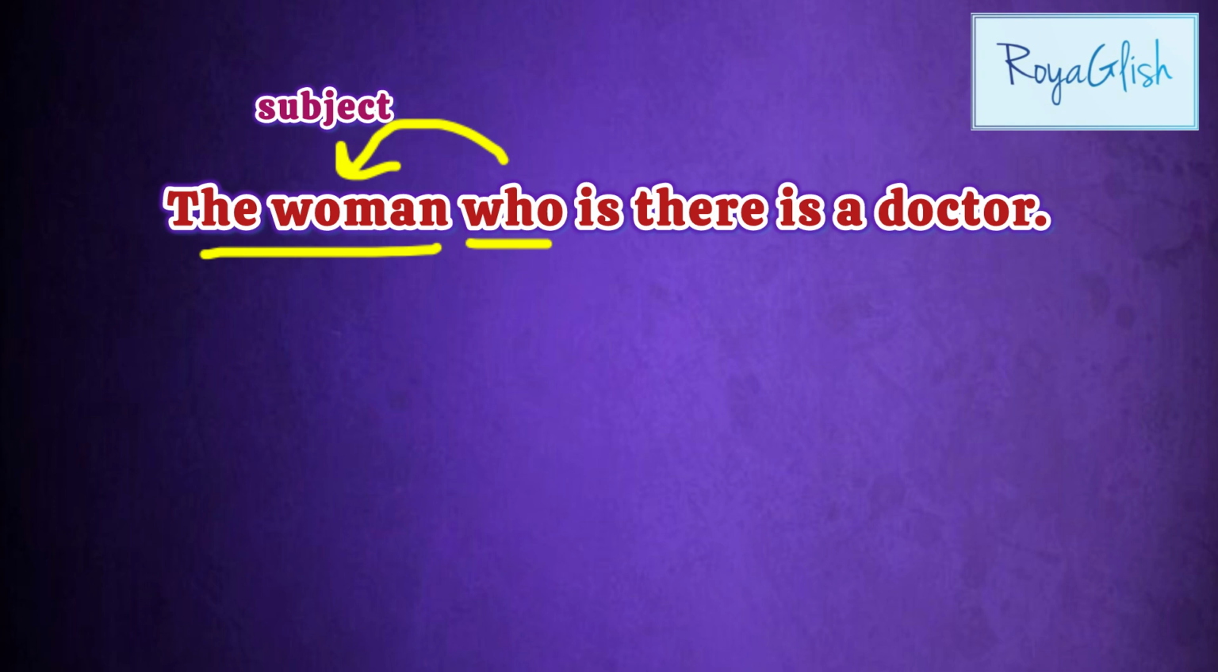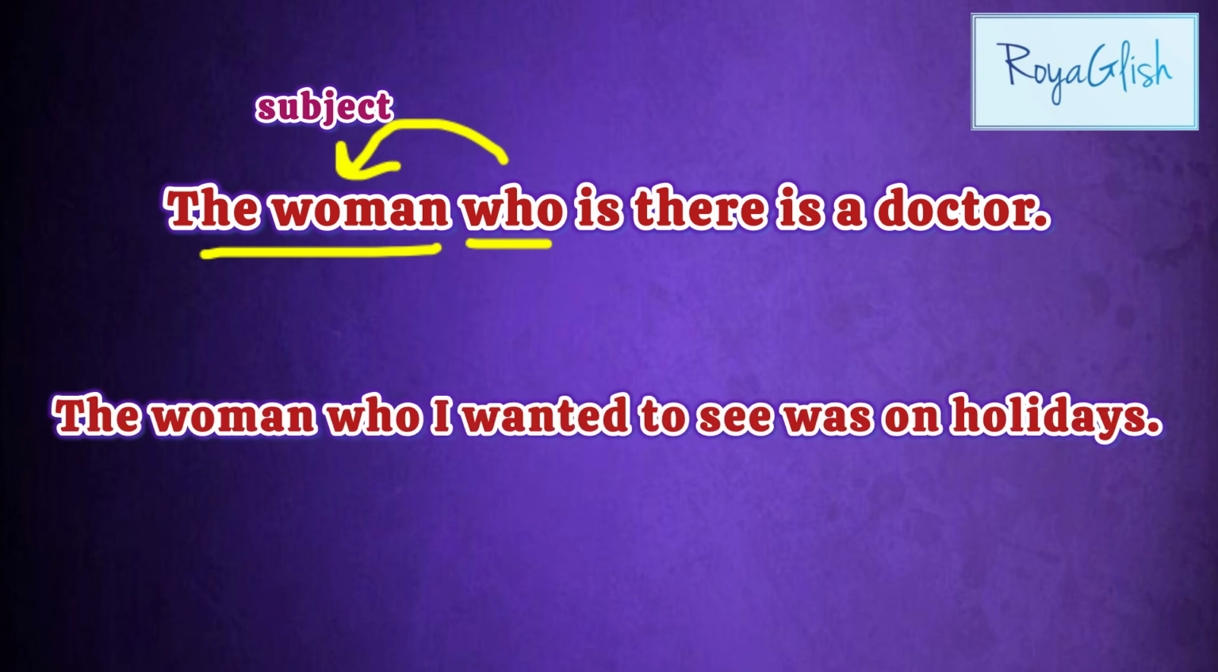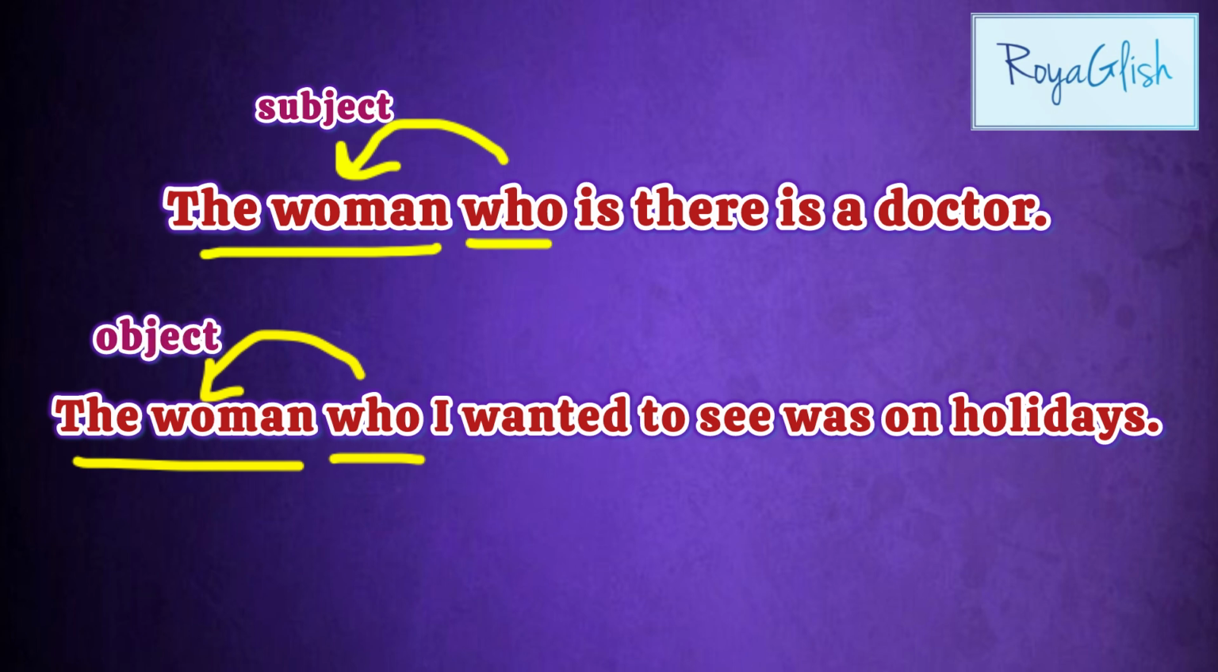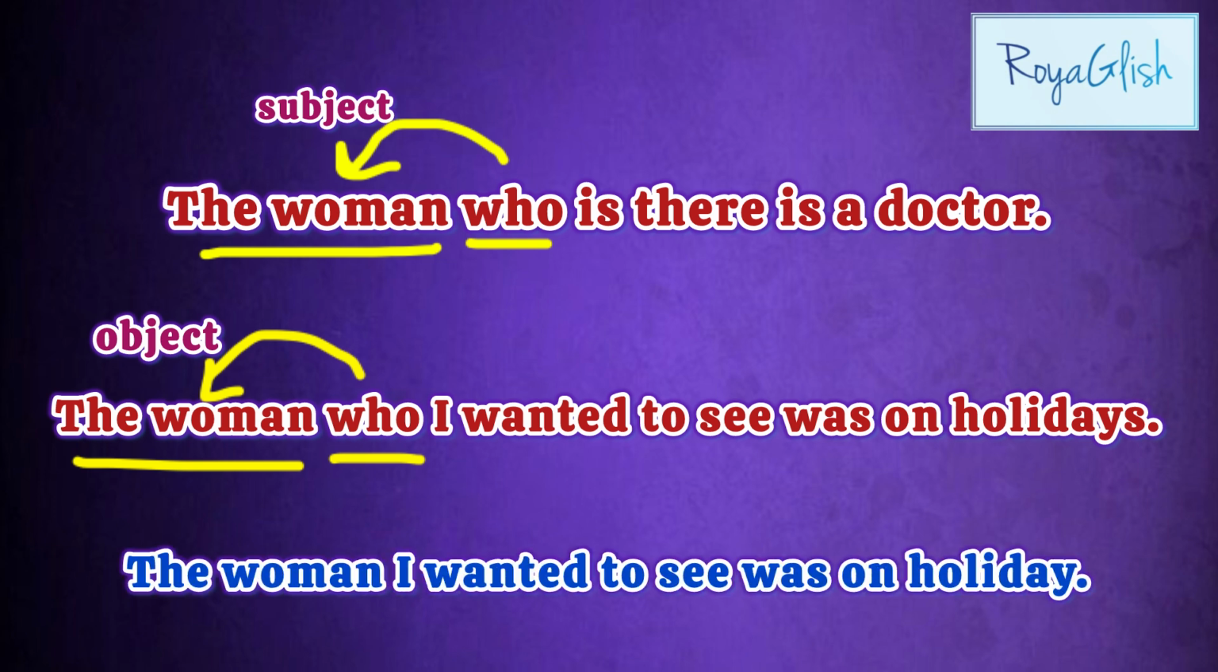But look at another example. The woman who I wanted to see was on holiday. Here, the woman is the object, so we can rewrite this sentence without who or that. The woman I wanted to see was on holiday.